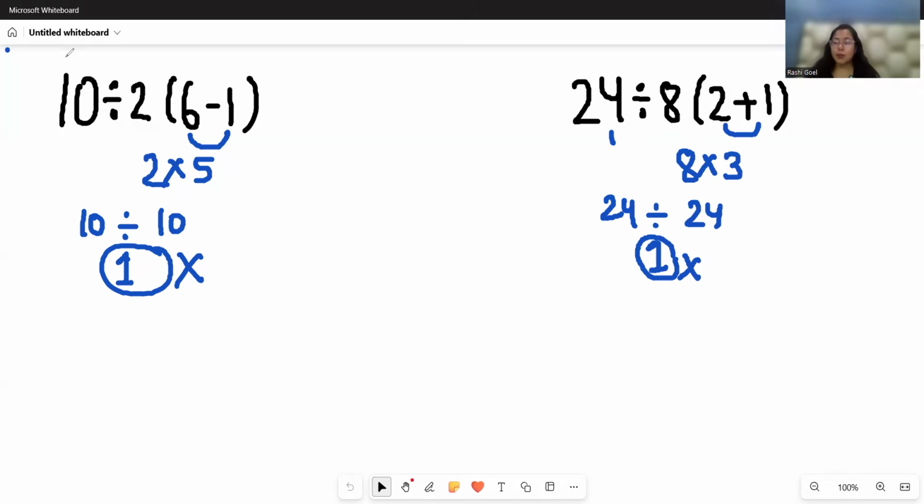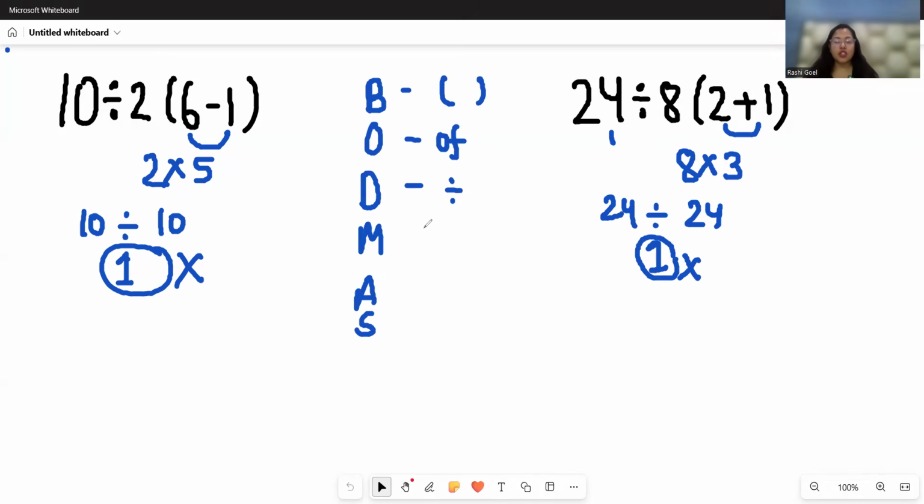Because when there are multiple operations in an expression, you have to follow the BODMAS or PEMDAS rule. As per this rule, first you have to solve the bracket, then of or order, then division and multiplication, which both have the same priority. Similarly, addition and subtraction. So let's rewrite the expressions and solve it with the help of BODMAS.